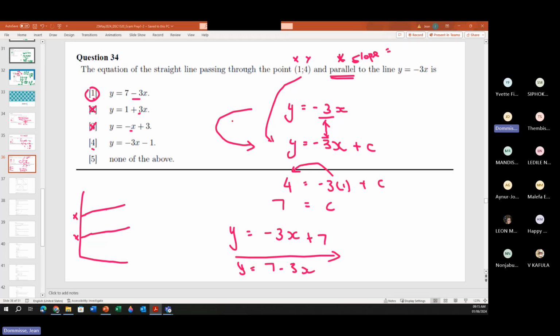Okay, so in this one, they give us that the lines are parallel. Because the lines are parallel, that means that the slope will be the same. In this instance, the slope was -3. So our new formula, the slope will also be -3. Then we have the point (1, 4) that we can put into that formula, so that we can get to this line of y is equal to 7 minus 3x.